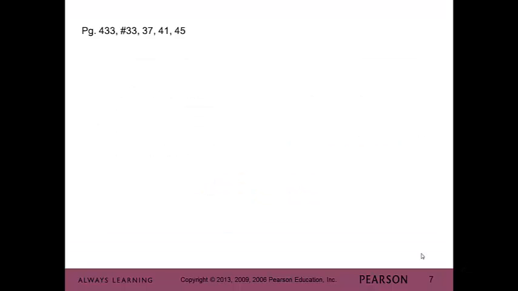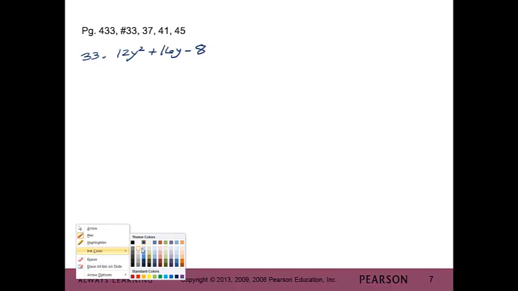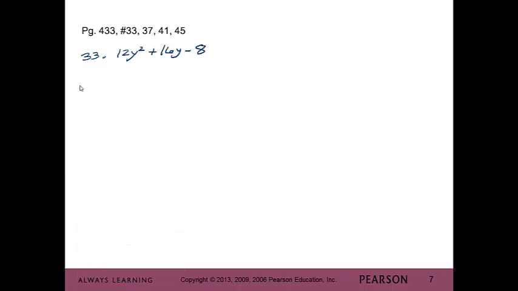Alright, let's go in our books to page 433, and we're going to look at the following problems, starting with number 33. It says factor each polynomial using the greatest common factor. And for 33, we have 12y squared plus 16y minus 8. So we're going to start by first identifying the GCF. So remember, the GCF is the largest number that will divide all of our coefficients. So among 12, 16, and 8, the largest number that would divide all of them would be 4.